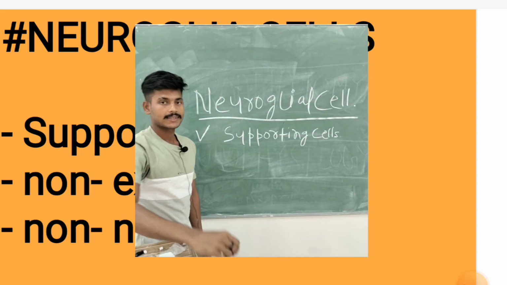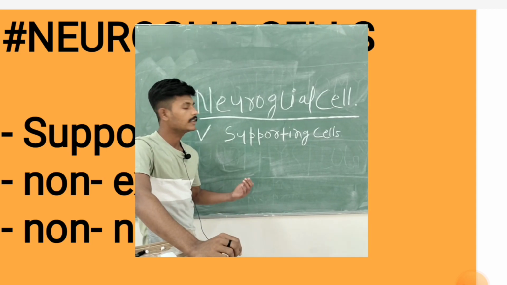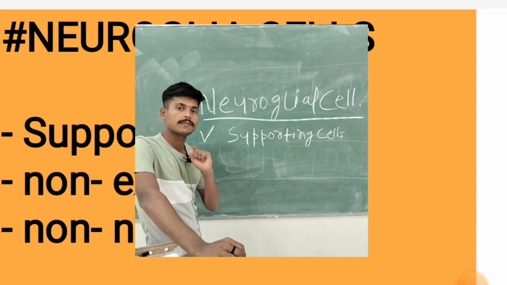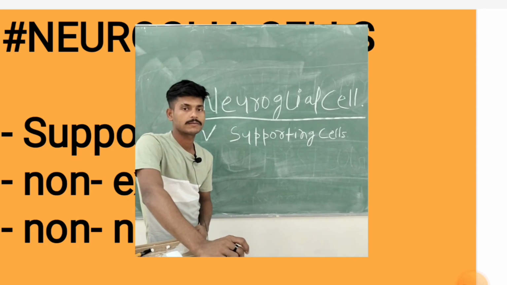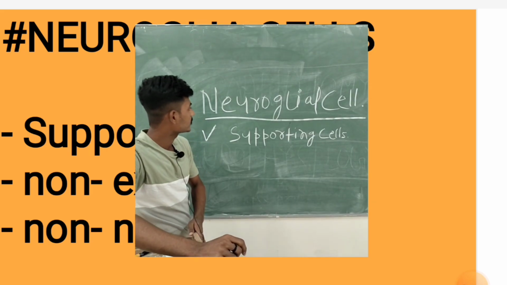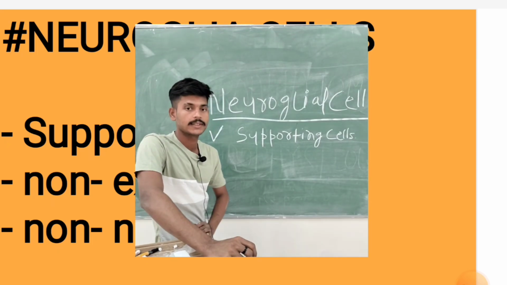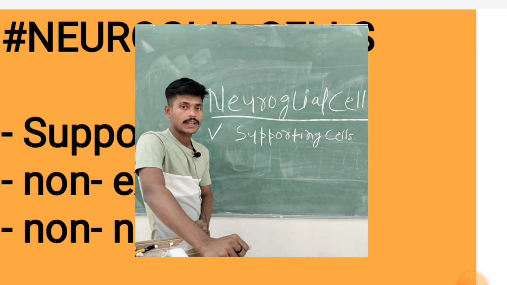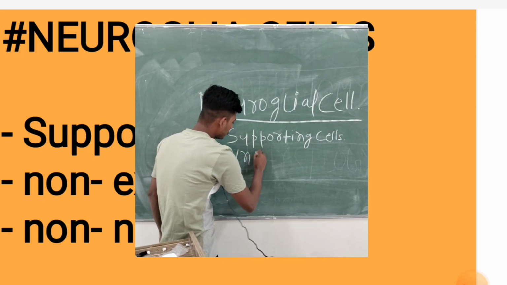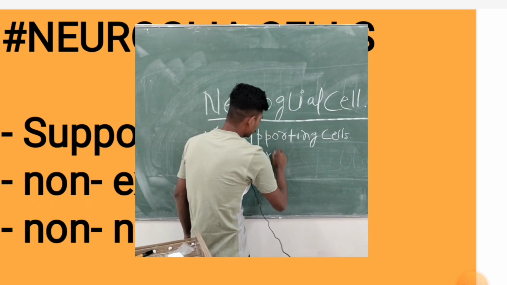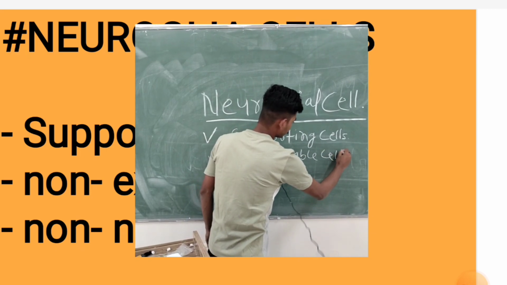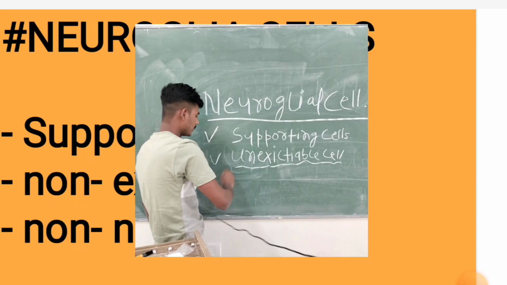These neuroglial cells are not electrically excitable cells. When we stimulate the neurons, they will fire, they will show the phenomenon of electrical response, electrical generation. The electricity is generated in the neurons, but in the case of neuroglial cells they are unexcitable cells. That's one fundamental difference between the neurons and neuroglial cells. Clear?